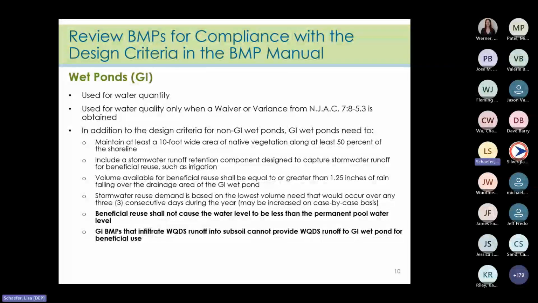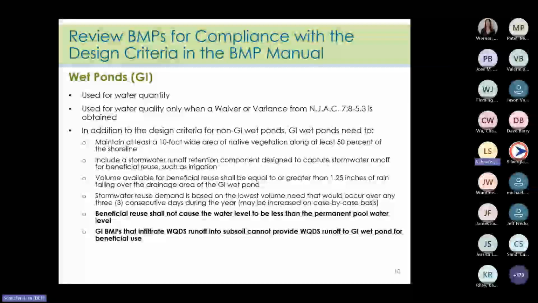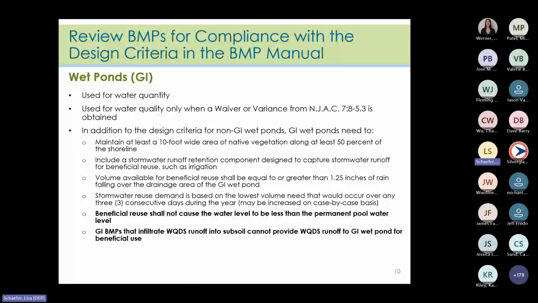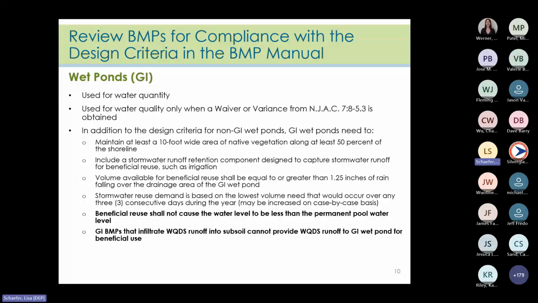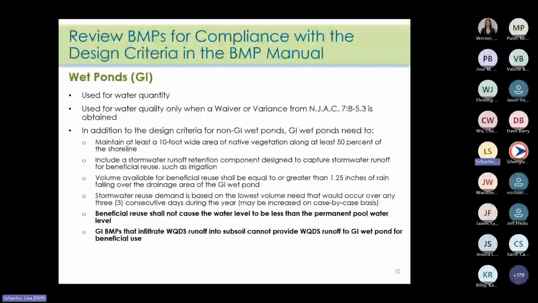And stormwater reuse demand is based on the lowest volume need that would occur over any 3 consecutive days during the year. Okay, now beneficial reuse shall not cause the water level to be less than the permanent pool water level, and GI BMPs that infiltrate the water quality design storm runoff into the subsoil cannot provide water quality design storm runoff to the GI wet pond for beneficial use.